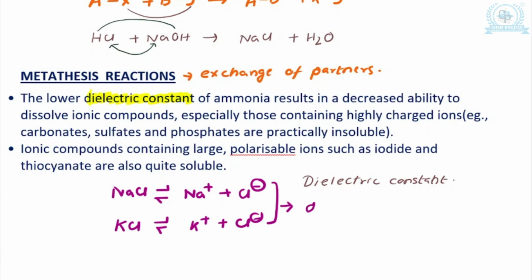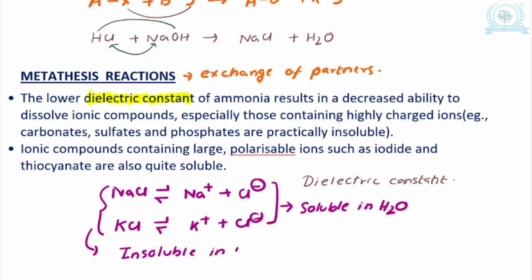So they are soluble, both of them, NaCl and KCl, they are soluble in water because the dielectric constant of water is very high. The power to break the ionic bond between the cation Na and the anion Cl- is strong. But since the dielectric constant of liquid ammonia is very less, that is why both of them are insoluble in liquid ammonia. This is a very important question.